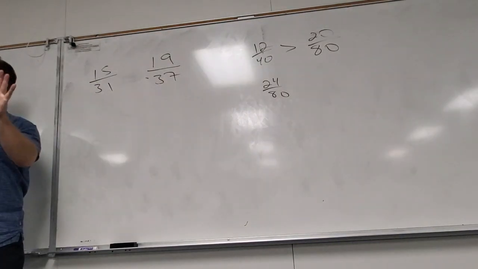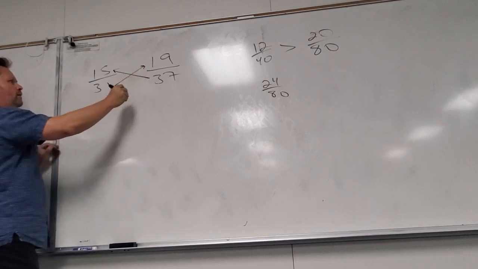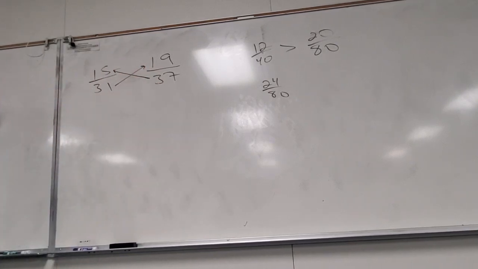So don't I only care about the tops then? Here's kind of a nifty trick. If you bring this up here and you bring that over there, I could just focus on what the tops are. What's 37 times 15?